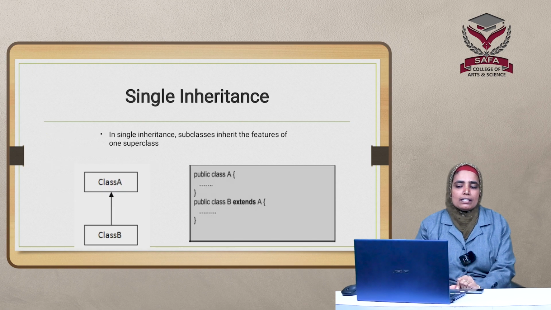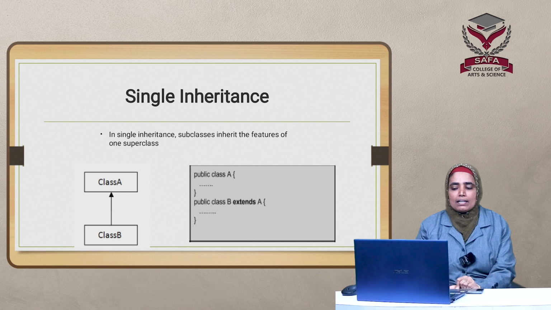First of all, let's see single inheritance. What is a single inheritance? In single inheritance, a subclass inherits the features of one superclass. This is called single inheritance. Let's see the diagram. Class A and class B. In this diagram, we have two classes, class A and class B. Class B can acquire the properties of class A.